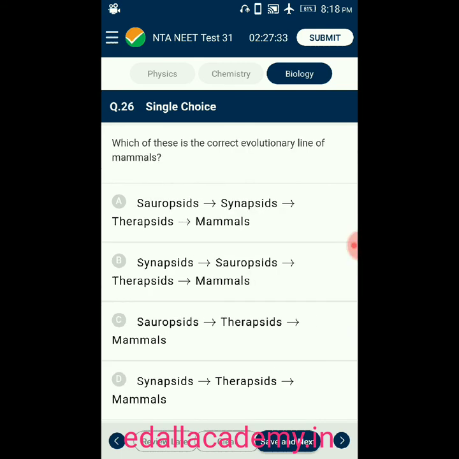Question number 26. Which of these is the correct evolutionary line of the mammals? A common ancestor, which is now an extinct reptile, gave rise to two groups.